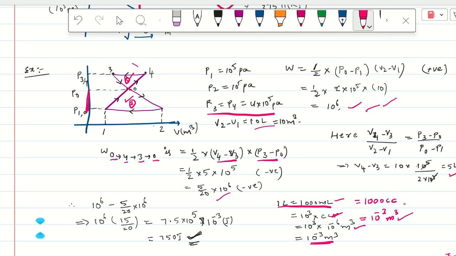From the given data, 1 liter of gas is given. So 1 liter of gas will be converted into meter cubes, because the answer should come in joules. We'll change the given data into the required units. Here, V2 minus V1 equal to 10 liters is given. We have to find V3 minus V4. For that, since V2 minus V1 is given as 10 liters, I am writing it like this: the ratio of the change in volumes is equal to the ratio of the change in pressures. By that, I will get V4 minus V3.